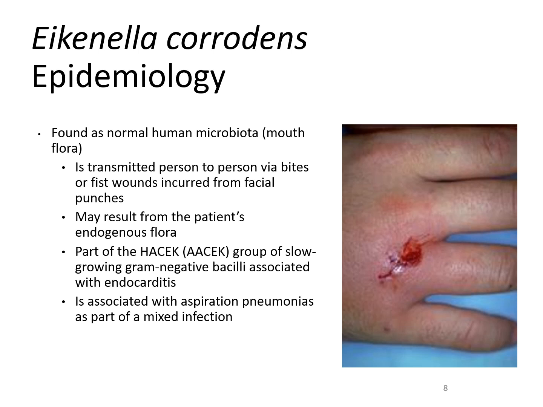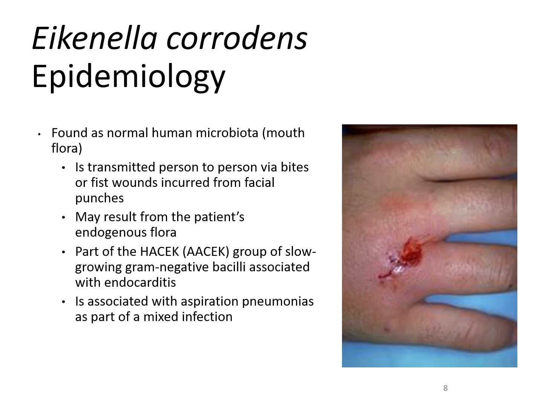Eikenella corrodens is found as normal flora within the human oral cavity, within the mouth. This organism is transmitted through person-to-person contact, so this could be something like a bite or a fist wound. So a fist wound from a facial punch, and maybe they hit a tooth or something, maybe like in this image here where that knuckle is infected. It can result also from the patient's endogenous flora, so the patient themselves could be exposed to their own flora, and it could disseminate and cause an infection somewhere else within that person.